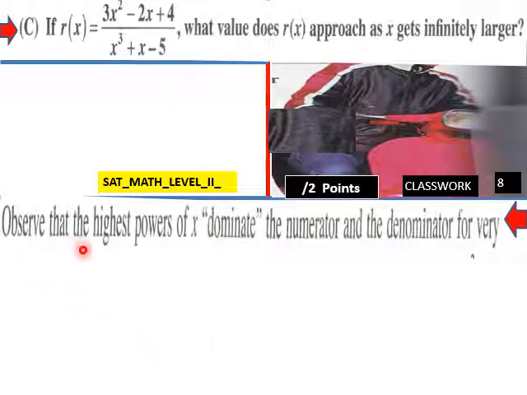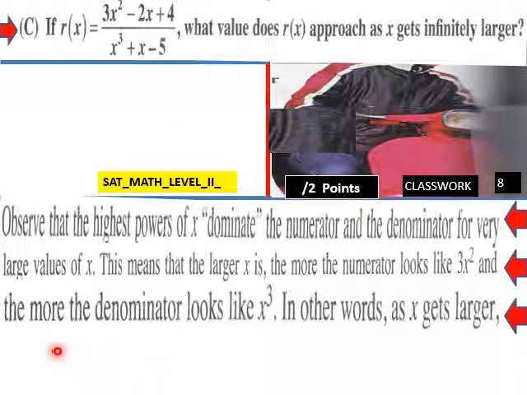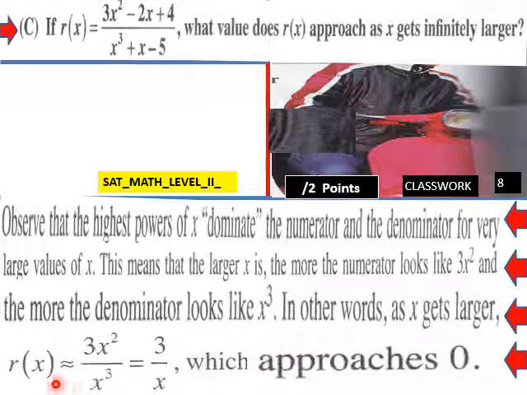Observe that the highest power of x will dominate the numerator and the denominator for every large value of x. This means that the larger x is, the more the numerator looks like 3x squared, and the more the denominator looks like x cubed. In other words, as x gets larger, 3x squared over x cubed becomes 3 over x, which approaches 0. As x gets larger, this number gets smaller.